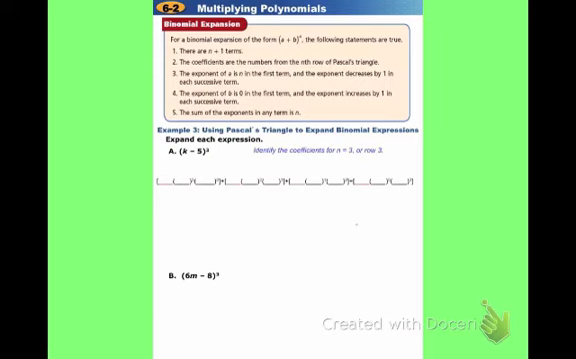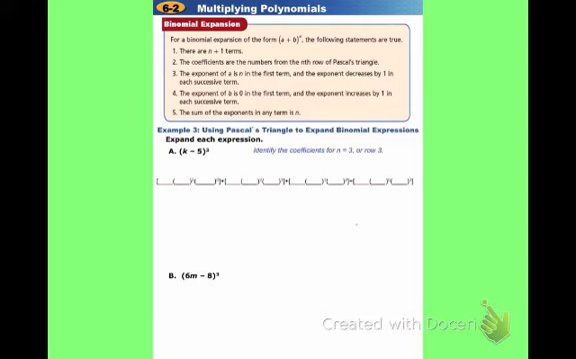3, the exponent of a is n in the first term, and the exponents descend by 1 in each successive term. That sounds like our table, right? 4, the exponent of b, which is the second term, is 0 in the first term, and the exponents increase by 1 in each successive term. And finally, the sum of the exponents in any term is n. So if you take the exponents of each separate monomial term and add them up, you should always get n, the original exponent.